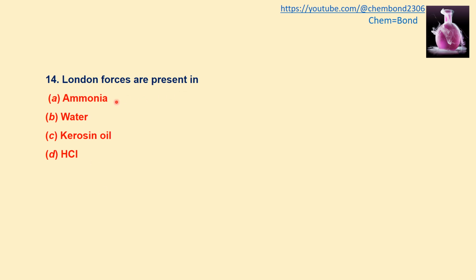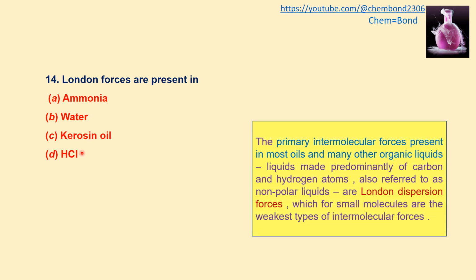London forces are present in: ammonia, water, kerosene oil, hydrogen chloride. We know that ammonia and water both form the intermolecular force that is the hydrogen bond. HCl forms the intermolecular force that is the dipole-dipole type of interaction. Now kerosene oil is left, which is the correct answer. The primary intermolecular forces present in most oils and many organic liquids, which are made from carbon and hydrogen atoms, are referred to as non-polar liquids. The forces present are London dispersion forces.